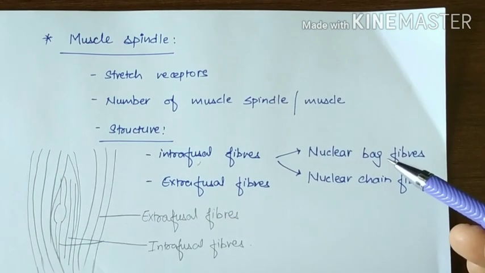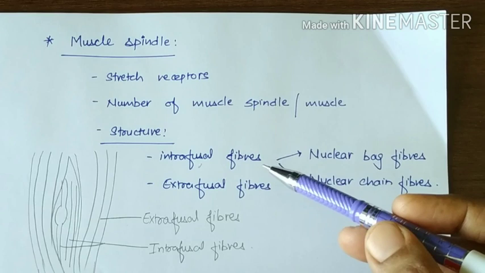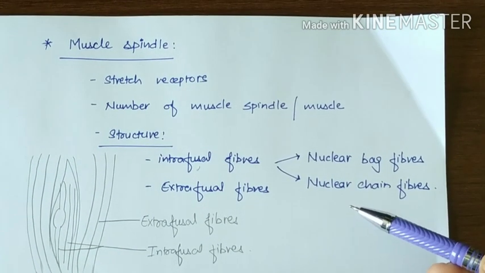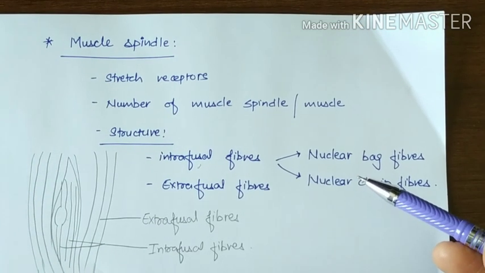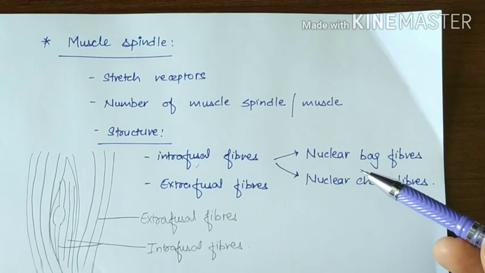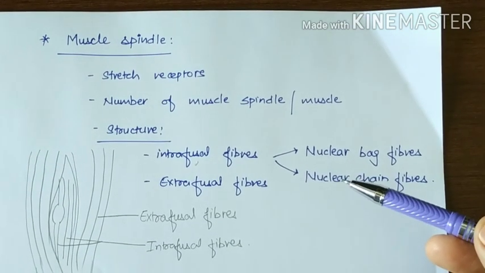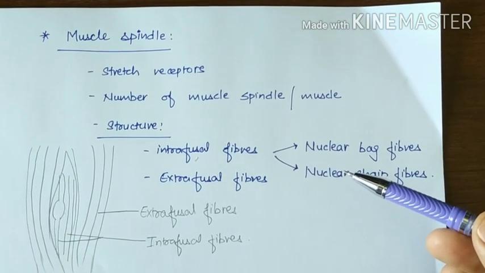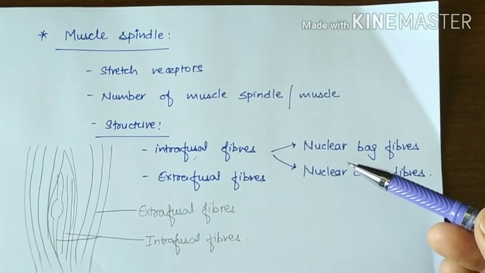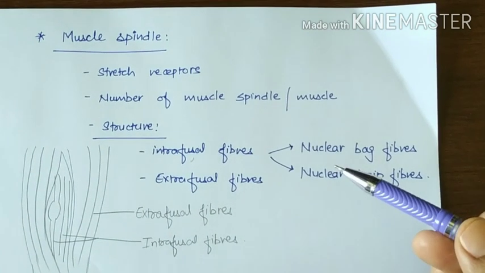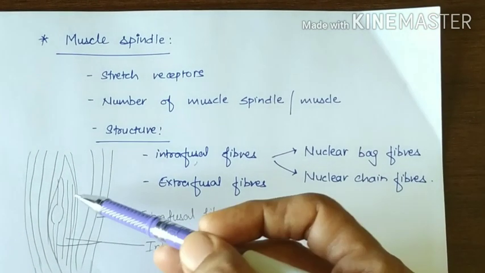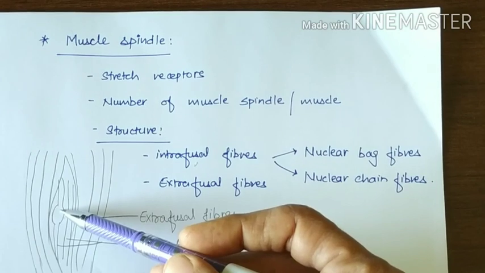Now, intrafusal fibers are again of two types, nuclear bag fibers and nuclear chain fibers. In each muscle spindle, about 2 to 5 nuclear bag fibers are present. These nuclear bag fibers have a diameter of about 30 micrometers and a length of about 7 millimeters. They are known as nuclear bag fibers because they have a bag-like structure in the center in which nuclei are present.